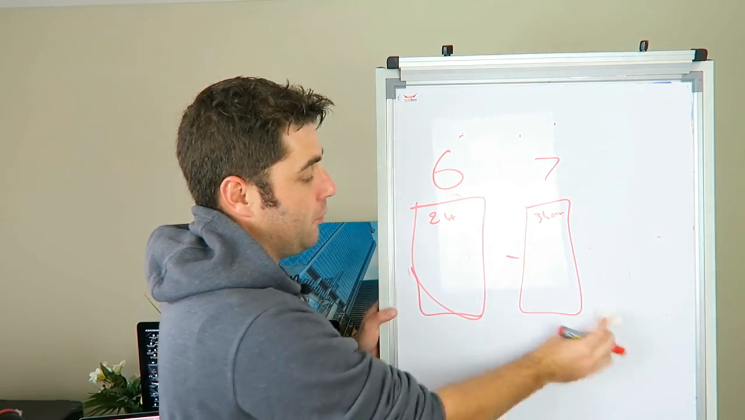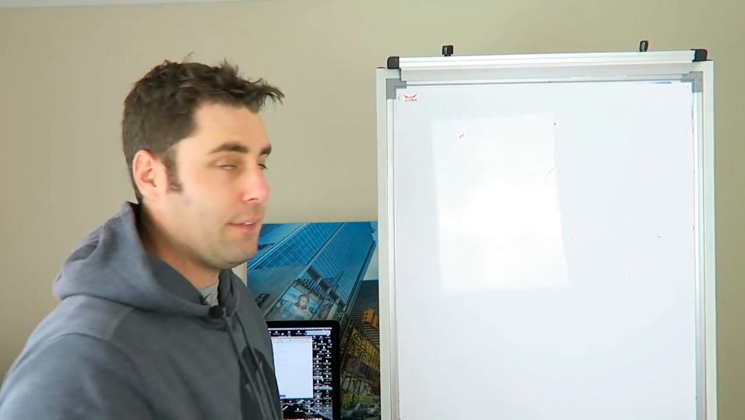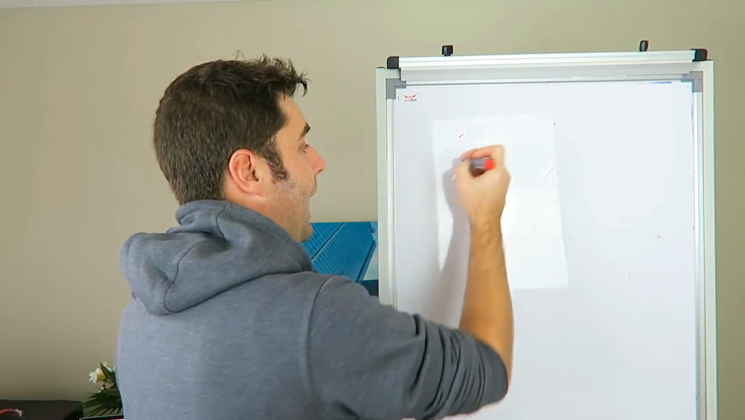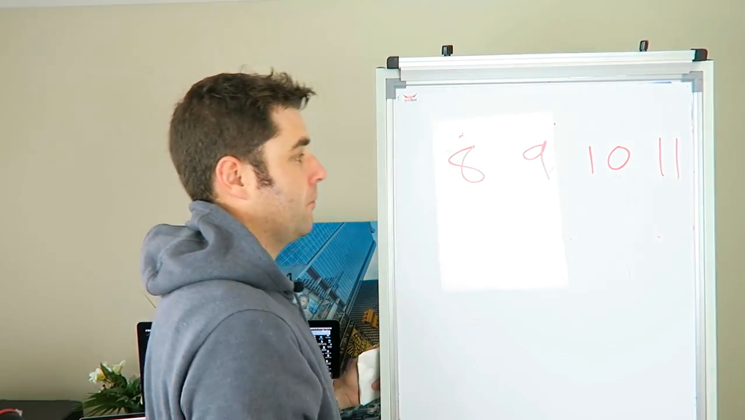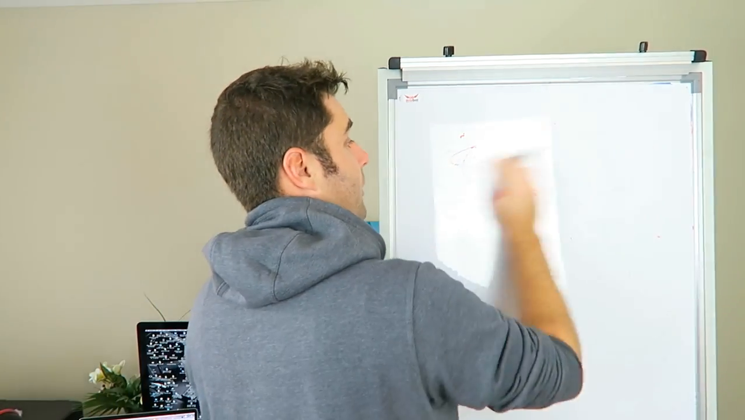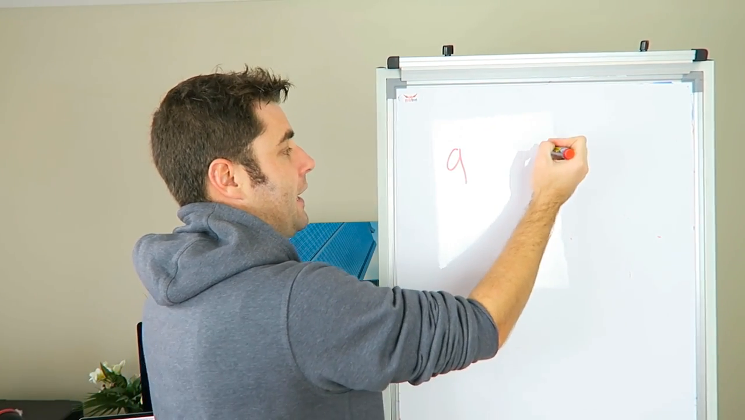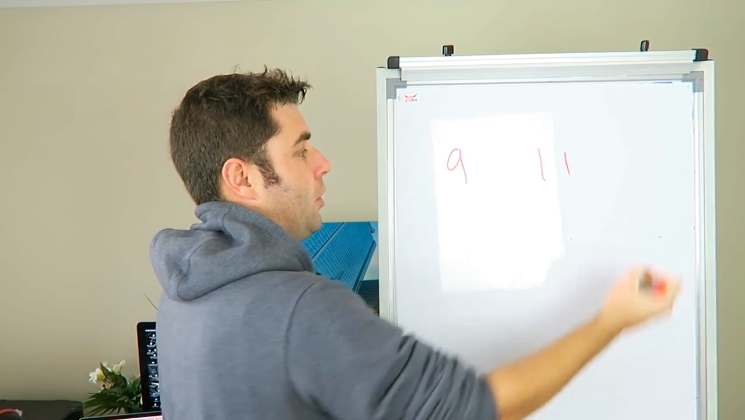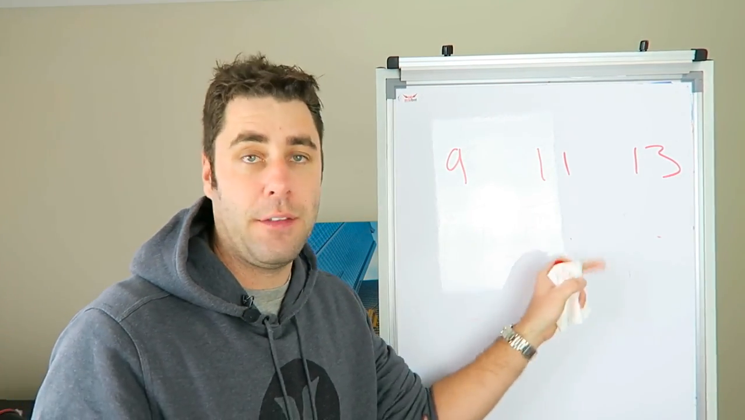Now what happens? Okay, we're going to finish this video off. This is what happens now. You don't want to let that email list die. Day 8, day 9, day 10, day 11. Actually no, you want to slow it down a little bit, okay? We'll go day 9, day 11, and we'll go day 13. You don't want to do it every day at this point.